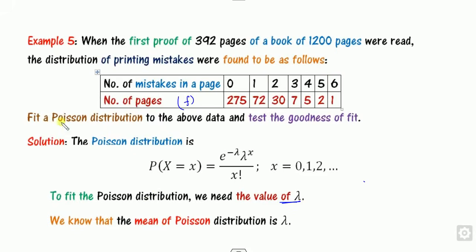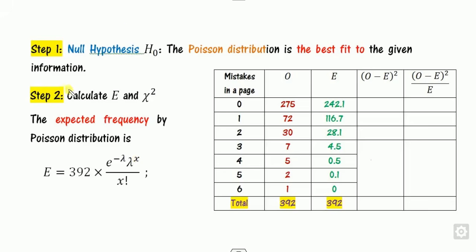Now the task is to fit the Poisson distribution and test for the goodness of fit. Now you can define step 1: the Poisson distribution is the best fit. Now how you calculate the E is, again E is n into p, where this p is nothing but my Poisson distribution. Okay, so this is my p, n is my total here. So you can substitute this value one by one, x is 0, you will get this.